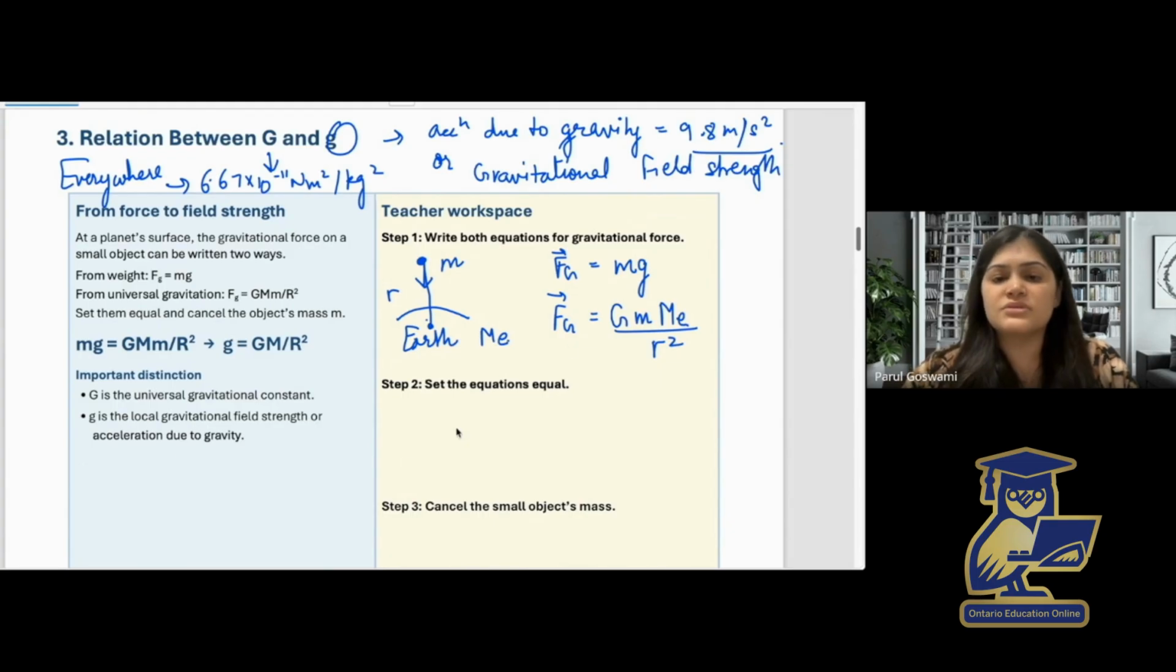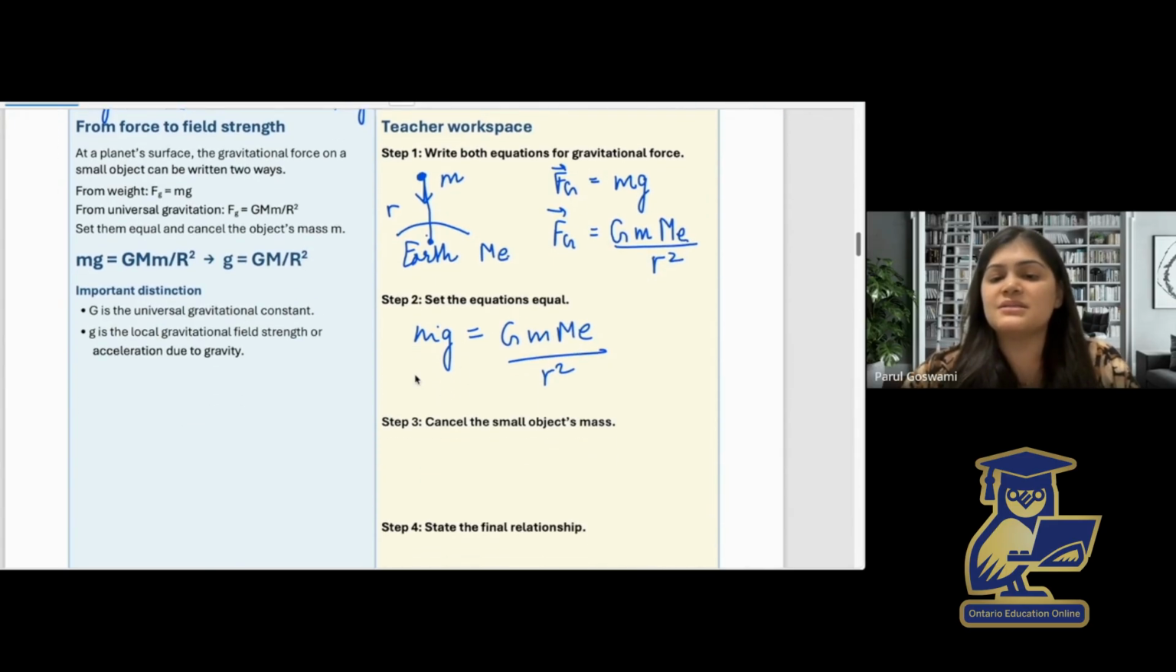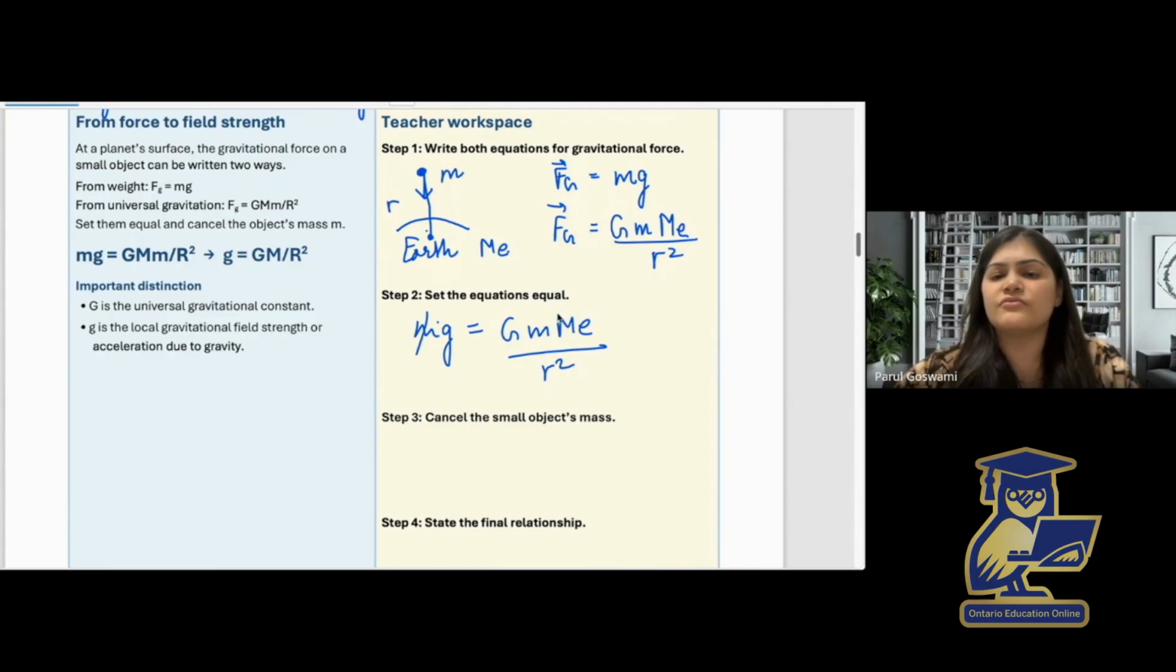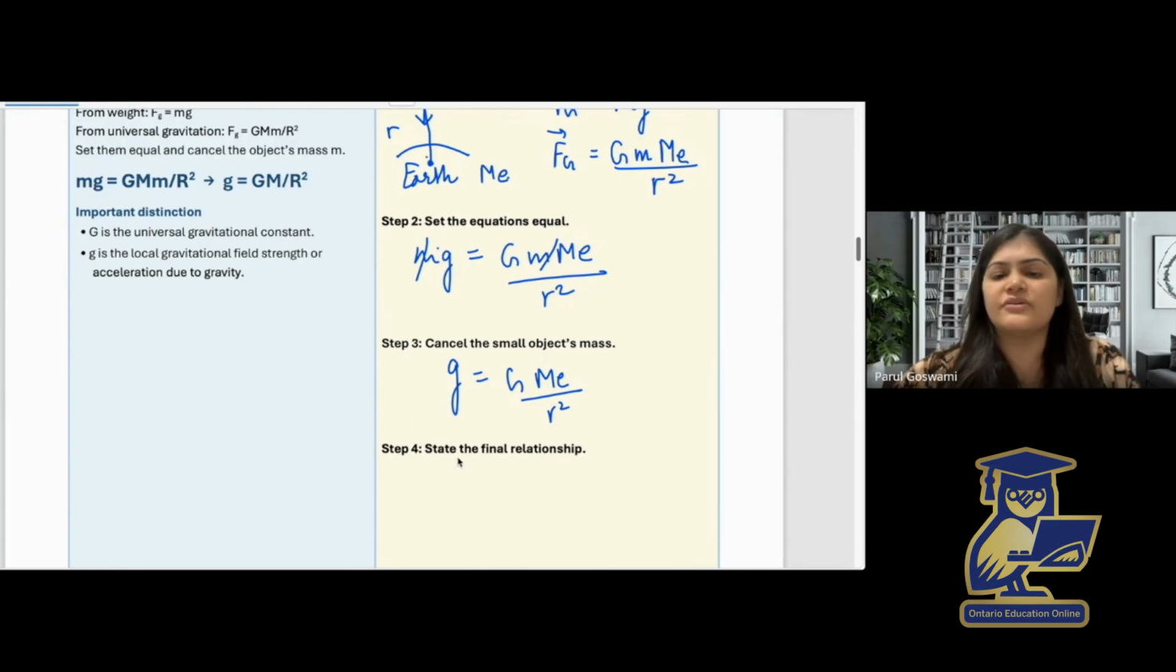Now we are going to set the equations equal, because Fg equals mg, and Fg equals this, so we can equate the right hand side of both equations. So we can write mg equals G m Me over r square. Now we can cancel the small object's mass, so it would be cancelled like this. So g equals capital G M over r square. So this is the final relation that we will get.